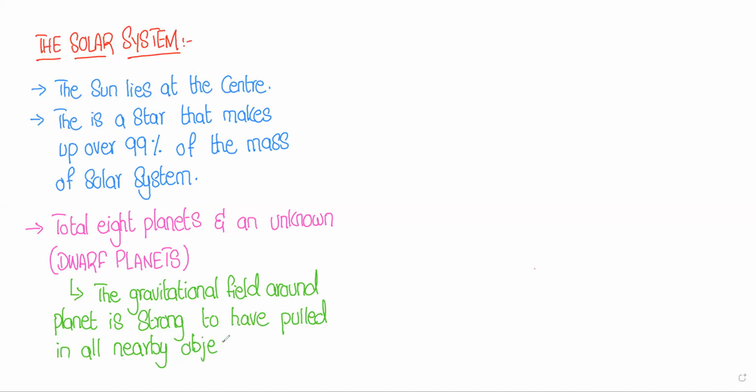The gravitational field is very strong and starts pulling in all other objects around the planet. That's why these planets are known as dark planets, because no object will live on that planet, or no object will exist on that planet. So that's why we consider that planet a dark planet.